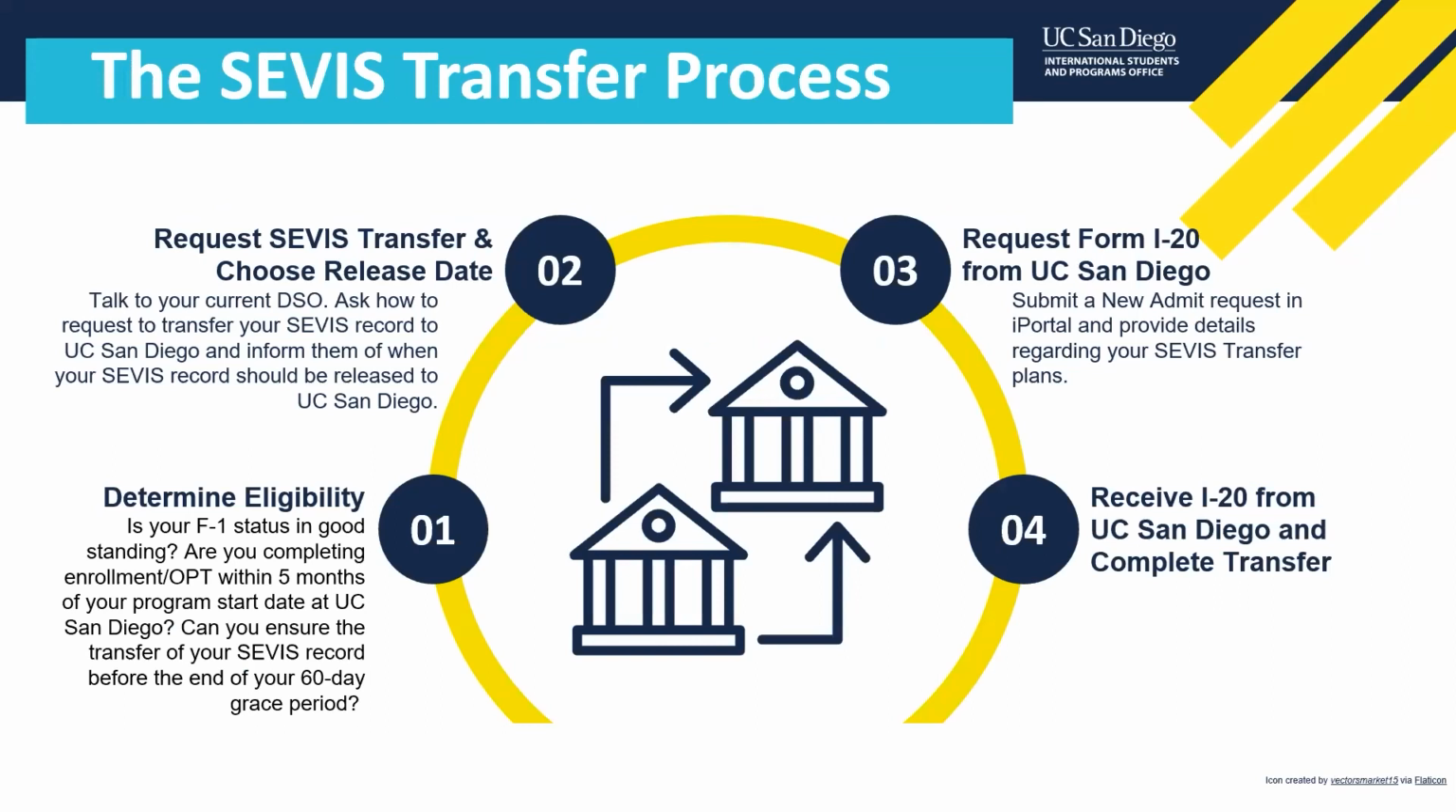All right, on to the last step. So now that you've submitted your I-20 request in iPortal, the last step in the SEVIS transfer process is to receive that I-20 and take the necessary actions to complete your transfer. When you receive your new Form I-20, it's going to show your SEVIS record as being in transfer pending status. Your SEVIS transfer cannot be fully completed until you've met certain enrollment requirements and submitted a check-in form following the start of your new program here. So let's quickly talk through what you'll need to do.